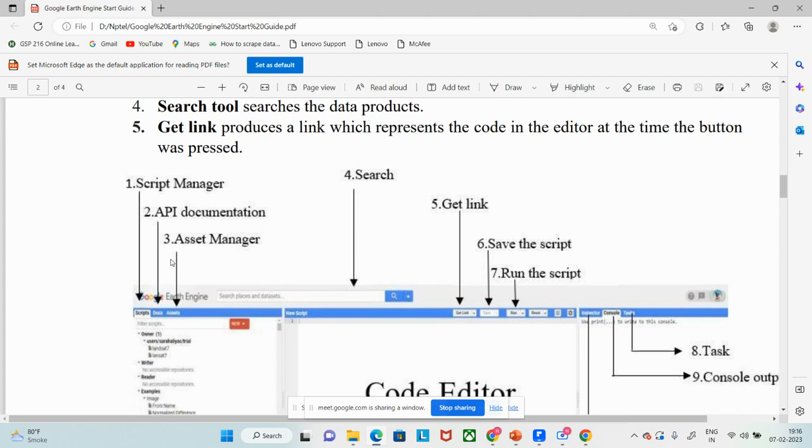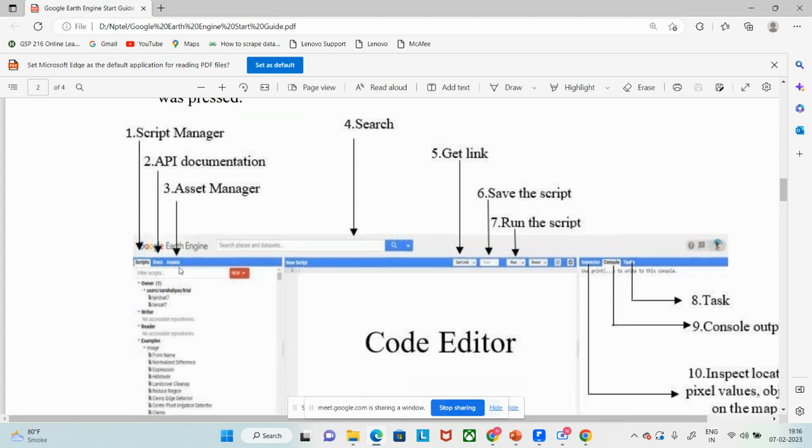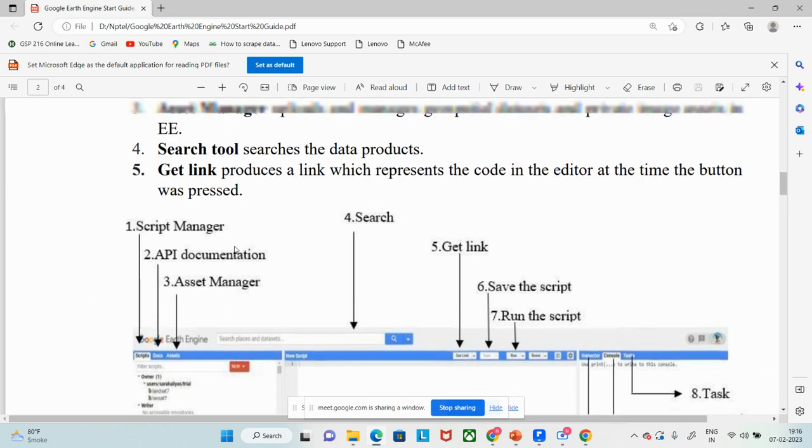Then there is the third section called asset manager. Here you can upload your shape files, or any CSV file you want to upload. For example, if you want to do analysis of a particular area, you will need a shapefile of that. Google Earth Engine will not provide that, so we have to upload that file. I will open my account at last and show you those things. If you know this terminology, then it will be better.